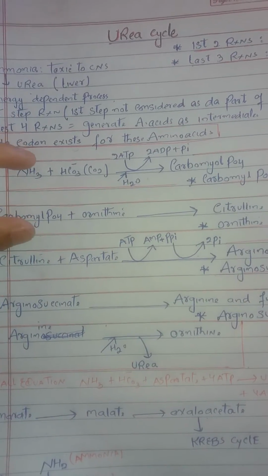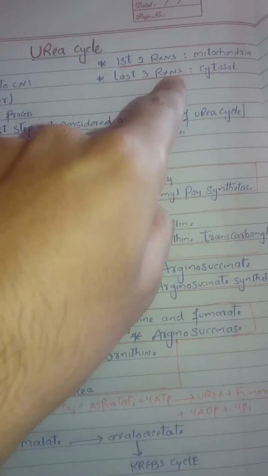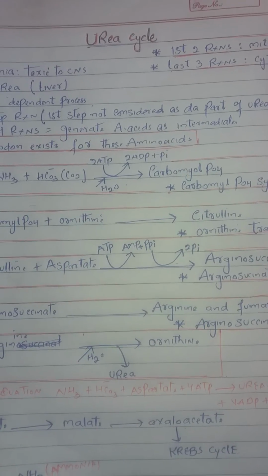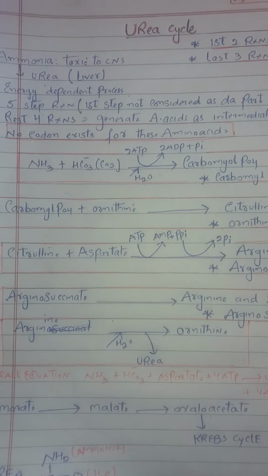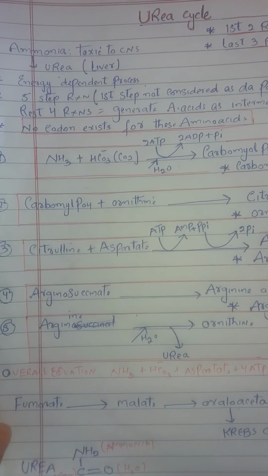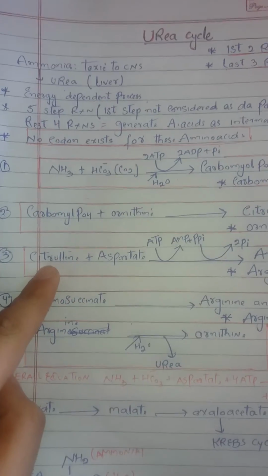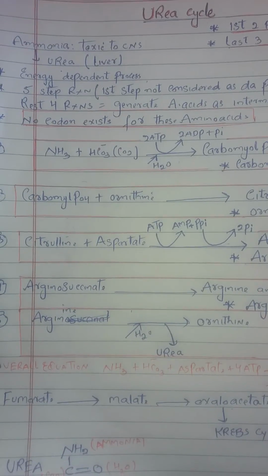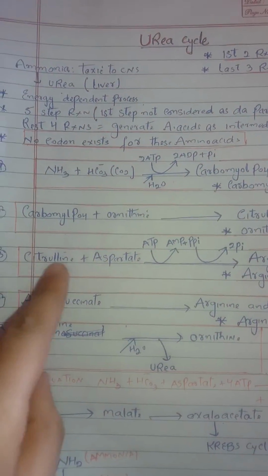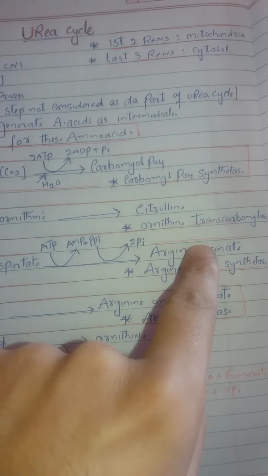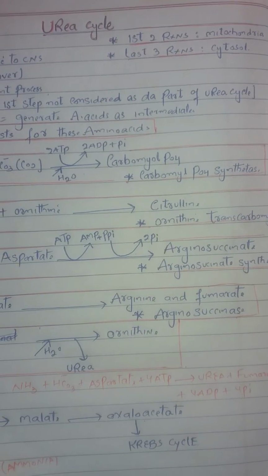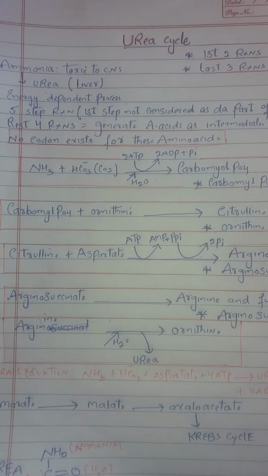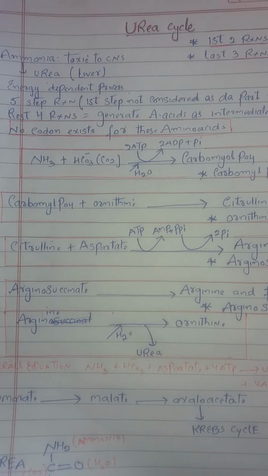Remember, as I have mentioned, the first 2 reactions occur in the mitochondria. So this citrulline will cross the mitochondrial membrane and find its way to the cytoplasm. In the cytoplasm, citrulline will find its company with the aspartate. So citrulline combines with the aspartate to form argininosuccinate. Remember, this reaction is energy dependent.